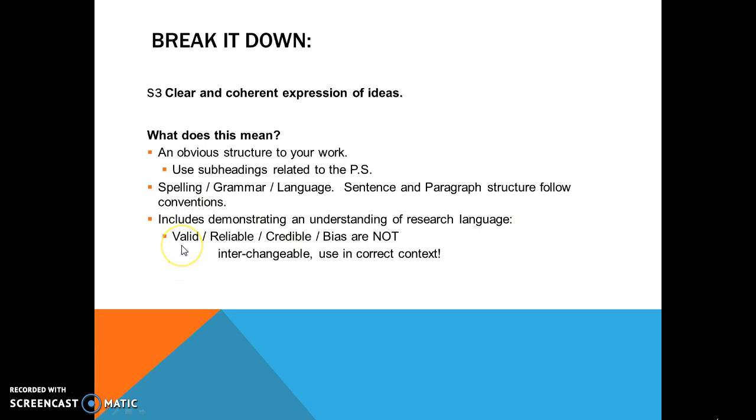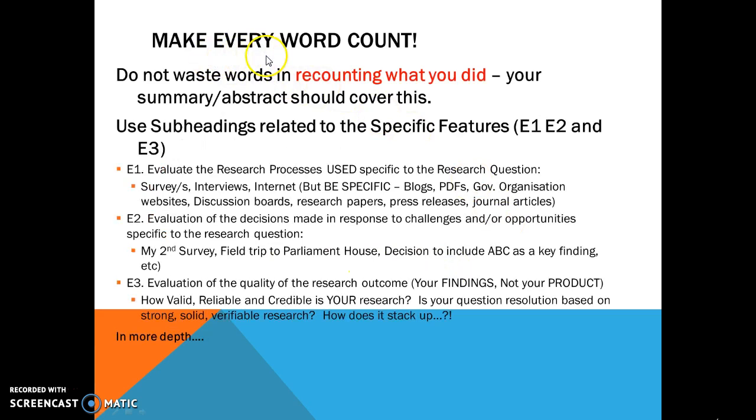So, for example, you are not using words like valid, reliable, credible and bias interchangeably. You are using them in the correct context. Make every word count. Don't waste words in recounting what you did. This is called an evaluation, not a recount. Your summary or your abstract should recount a little bit of what you did. Use this subheading specific to the specific features.